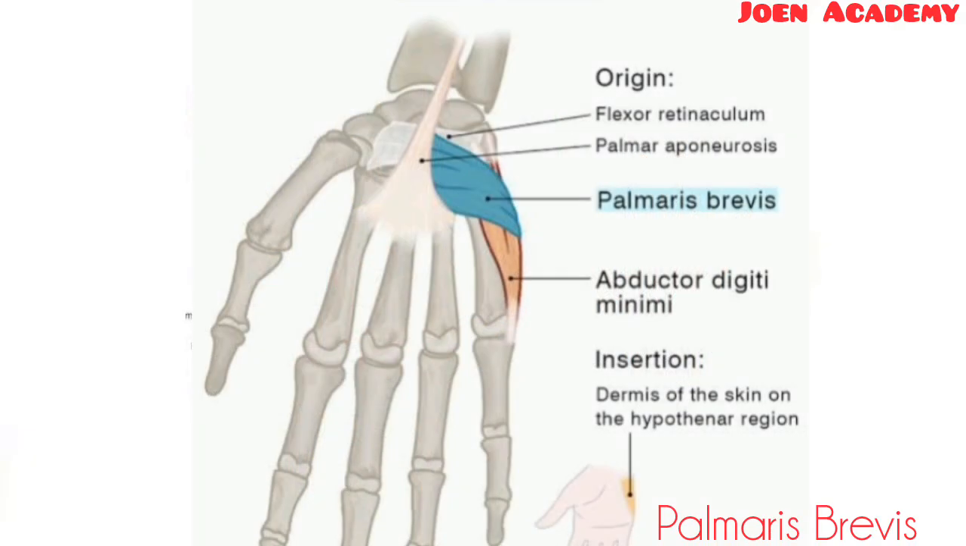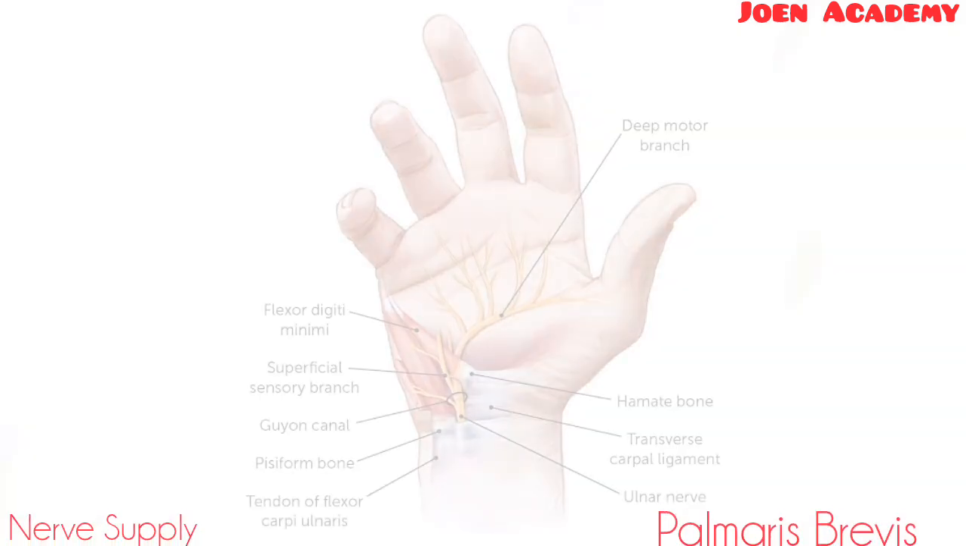The palmaris brevis is a small, thin muscle found superficially in the subcutaneous tissue of the hypothenar eminence. It originates from the palmar aponeurosis and flexor retinaculum and attaches at the dermis of the skin on the medial margin of the hand. Actions of this muscle comprise wrinkling of the skin of the hypothenar eminence and deepening of the curvature of the hand, thereby improving grip. It is innervated by the ulnar nerve.